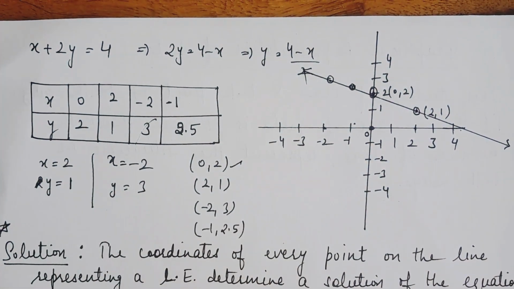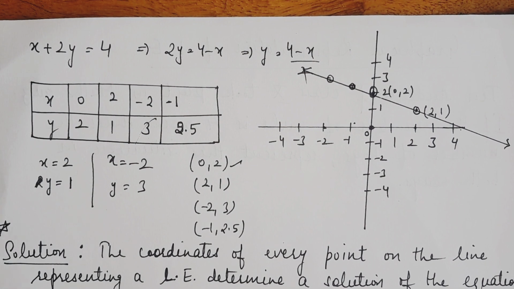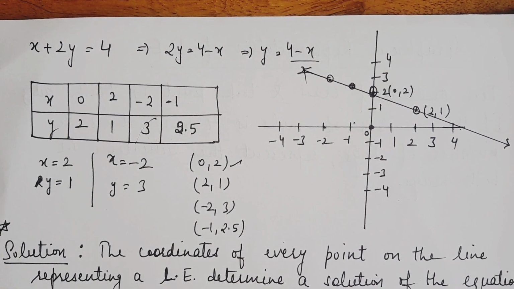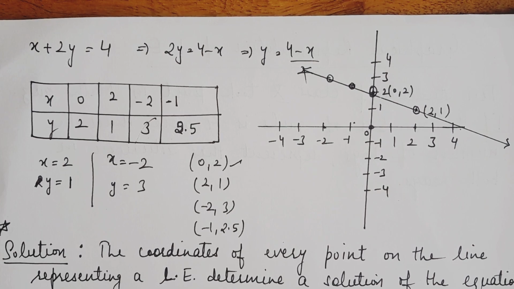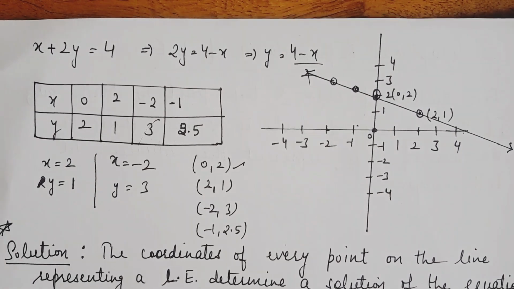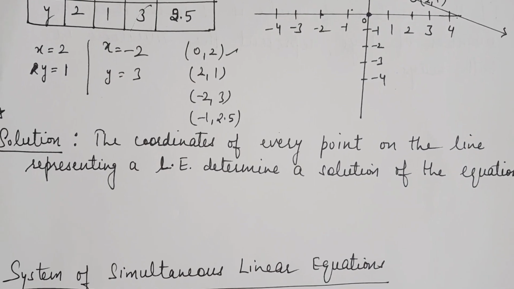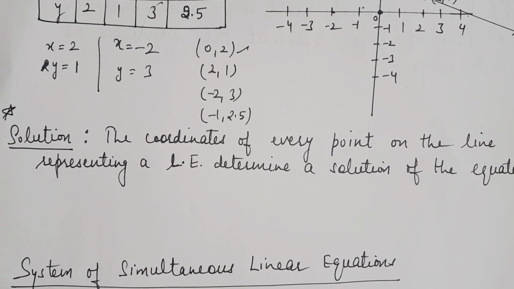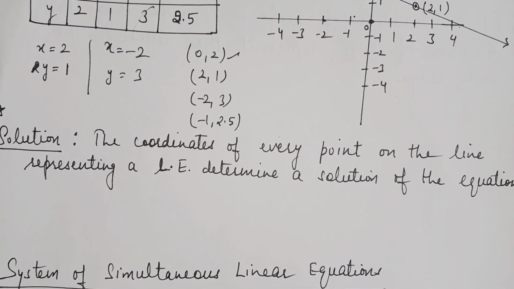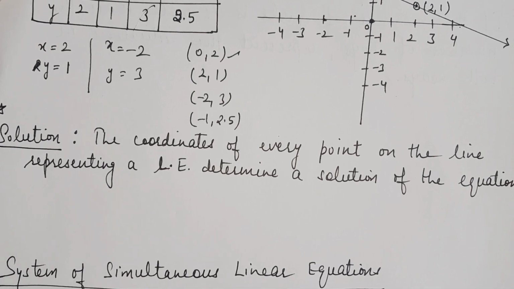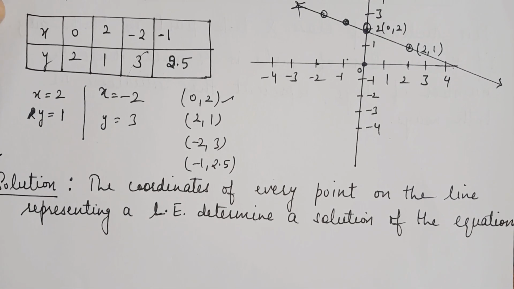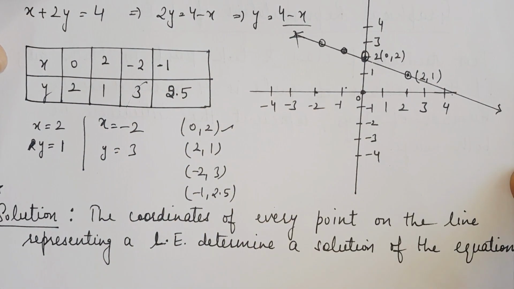So if you take any linear equation in two variables, the graph of that equation will be a straight line all the time. Now, what is the solution of a linear equation in two variables? The coordinates of every point on the line representing a linear equation determine a solution of the equation. Look, we have made the graph of this linear equation.